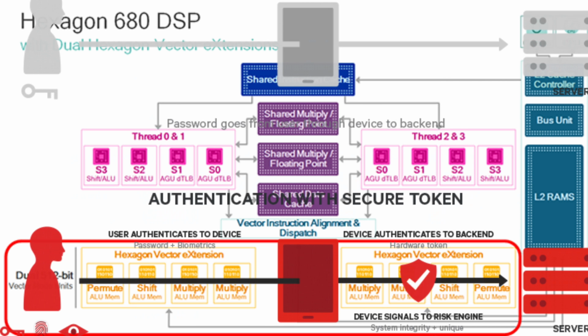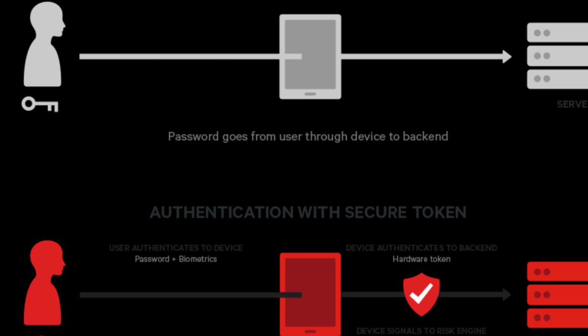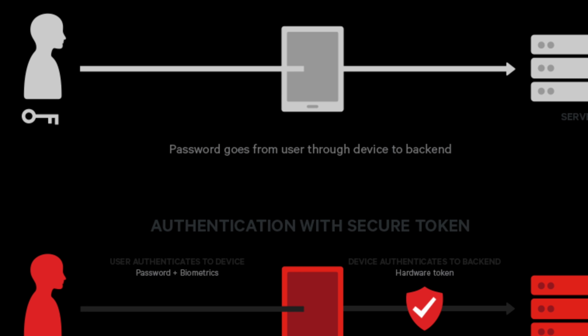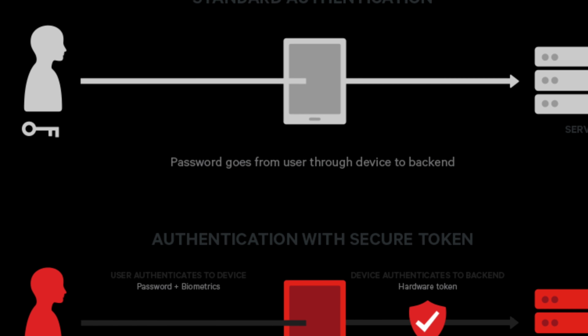The Snapdragon 660 also has the hardware token security feature, which allows biometrics to be used instead of a password in apps and websites.